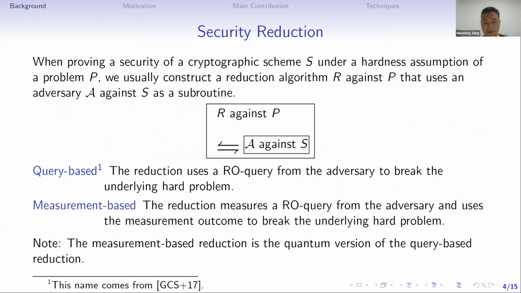Typically, when proving security of a scheme, one usually constructs a reduction that runs an adversary as a subroutine to break the underlying hard problem. In the random oracle model, when proving indistinguishability, one usually uses a query-based reduction that uses a hash query from the adversary to break the underlying hard problem, such as when proving the FO transform, the REACT, GEM, BR, OAEP, and so on. In the quantum random oracle model, the quantum counterpart of query-based reduction is called measurement-based reduction that measures a query from the adversary and uses the outcome to break the underlying hard problem.